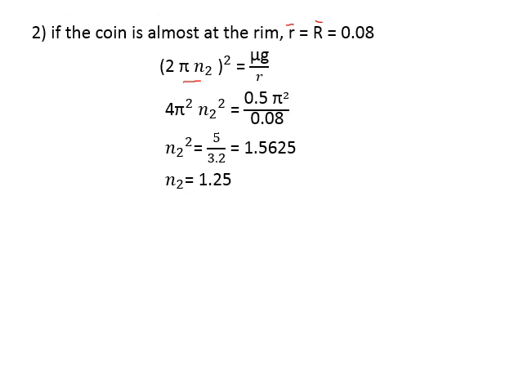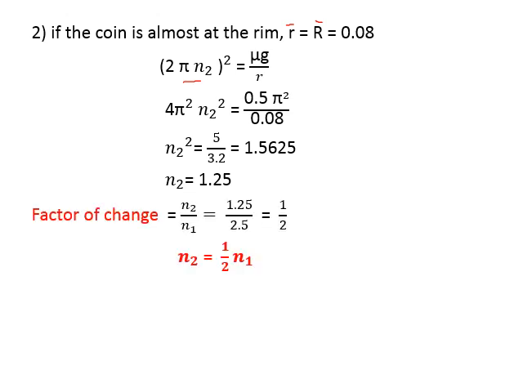Now what else is asked? We have to find the factor of the change, that is, we have to find the ratio n2 and n1. Substitute these values, this ratio is half, or you can say that n2 is half times n1. This is the change.